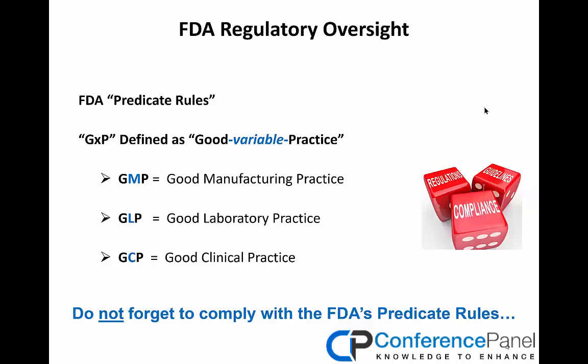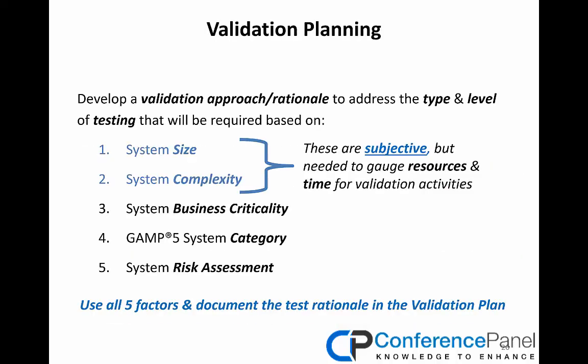So everything's based on predicate rules, the GXPs, where X is a variable. If you have manufacturing, laboratory, clinical operations, and they are regulated by FDA, your data and your systems are FDA regulated. So size and complexity when you develop your approach and your plan are subjective, but you're really using them to gauge resources and time. System business criticality, GAMP 5 category, and risk assessment are also to be included. These 5 things have to be explained in your validation plan.